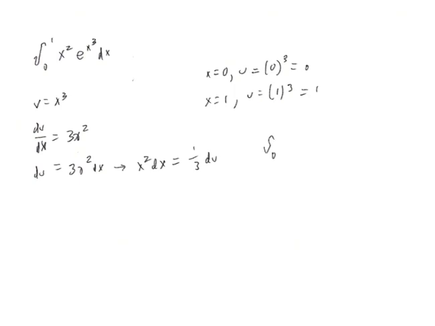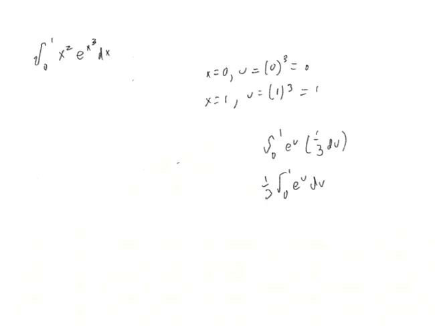Now we can just substitute u and x squared dx into the new integral. So the integral becomes the integral from 0 to 1 of e to the u times 1/3 du. Or bringing the constant to the outside, 1/3 times the integral from 0 to 1 of e to the u du. Now we integrate with respect to u, as last time.